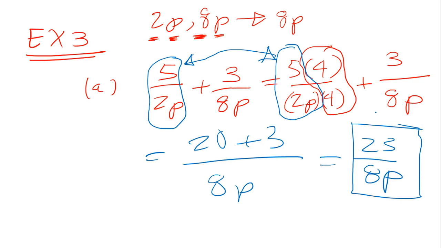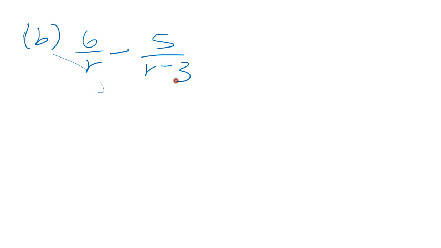All right. So part B, we have 6 over r minus 5 over r minus 3. We want a common denominator, and we actually already found this in the previous part. I guess that was part B, but they just changed the r to a k. But at any rate, we can do it again. The easy way to find a common denominator, in this case the least common denominator also, is just to multiply the denominators.